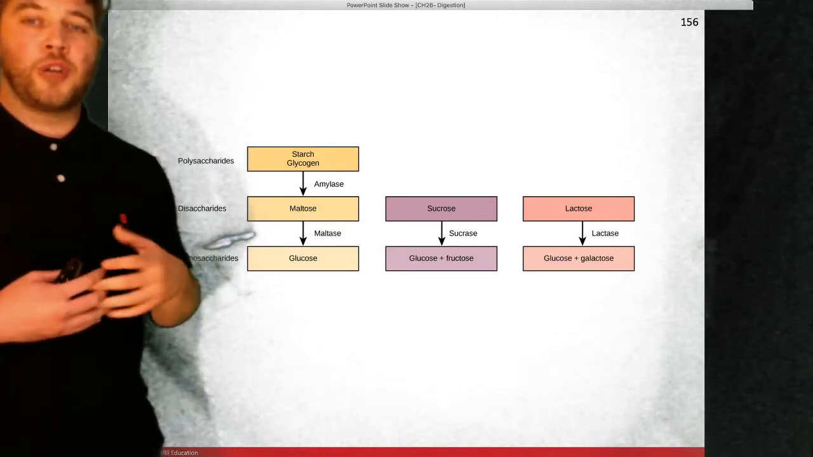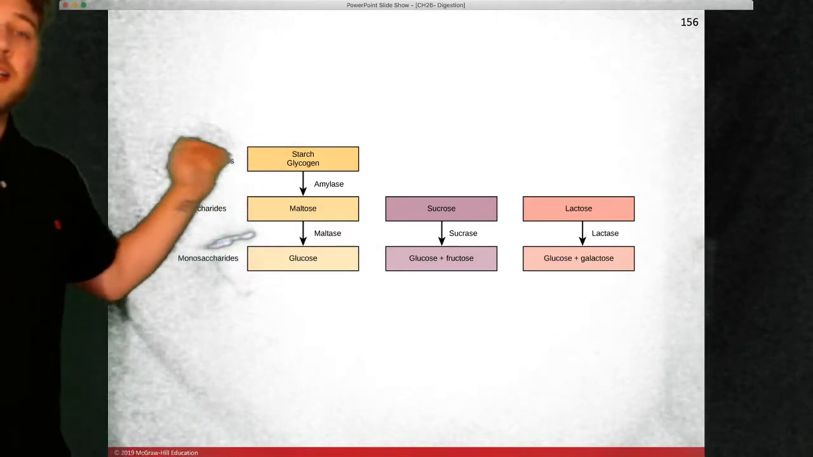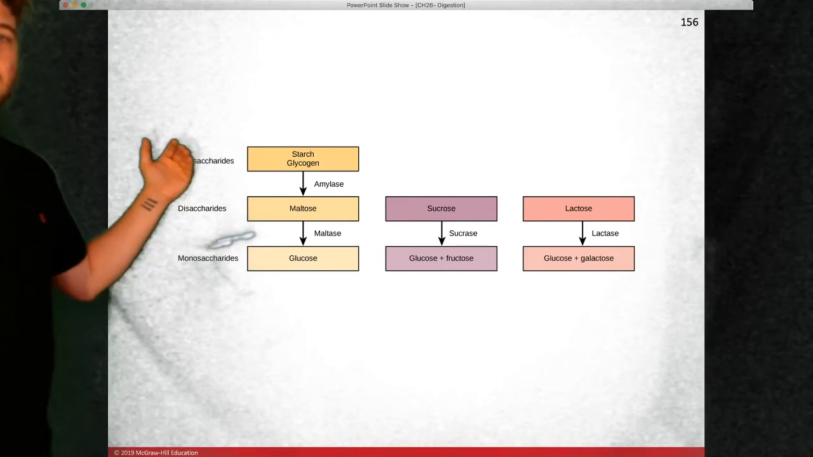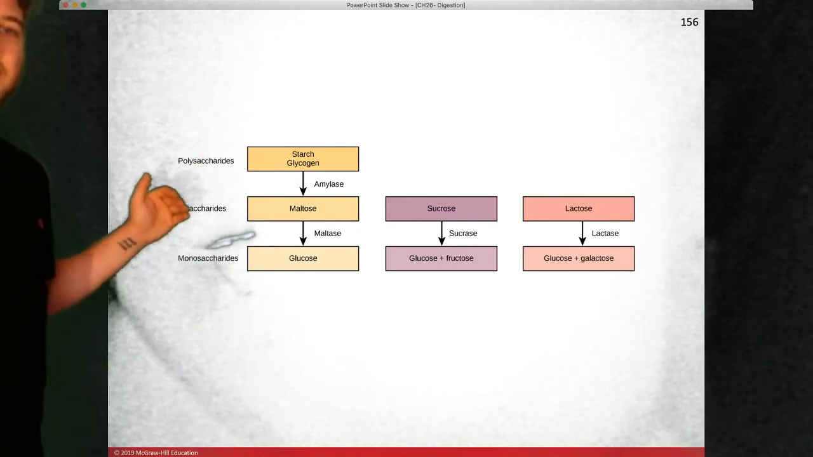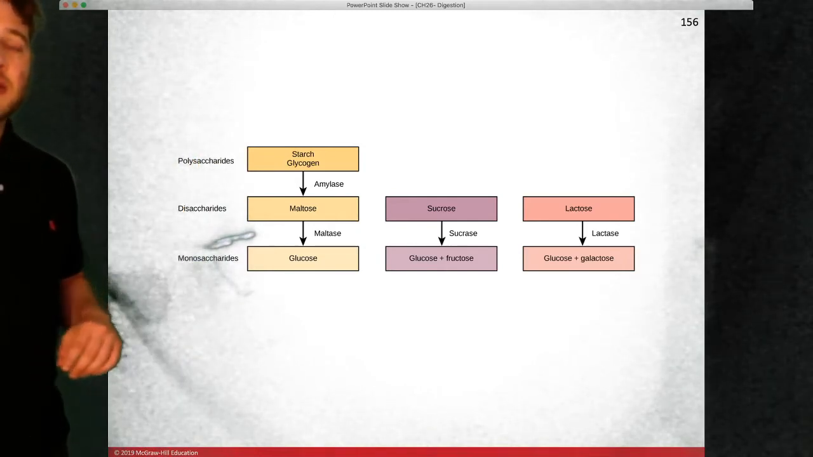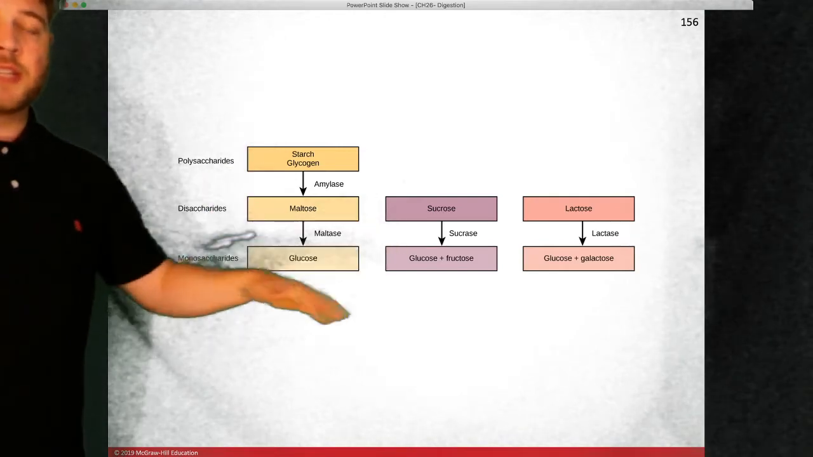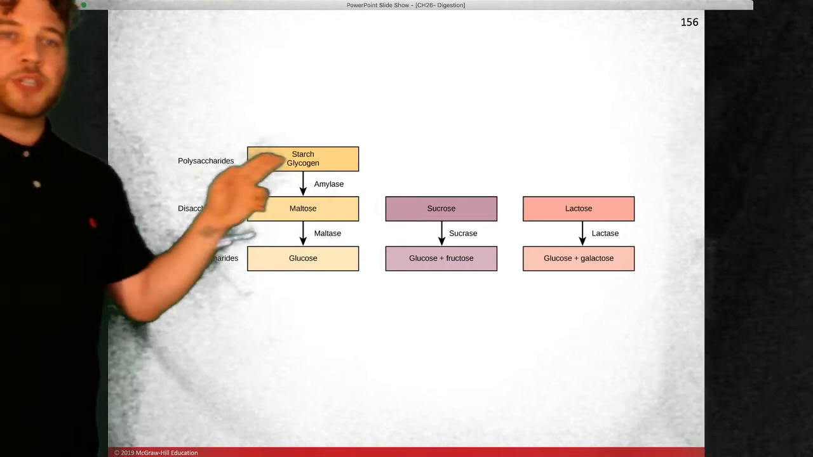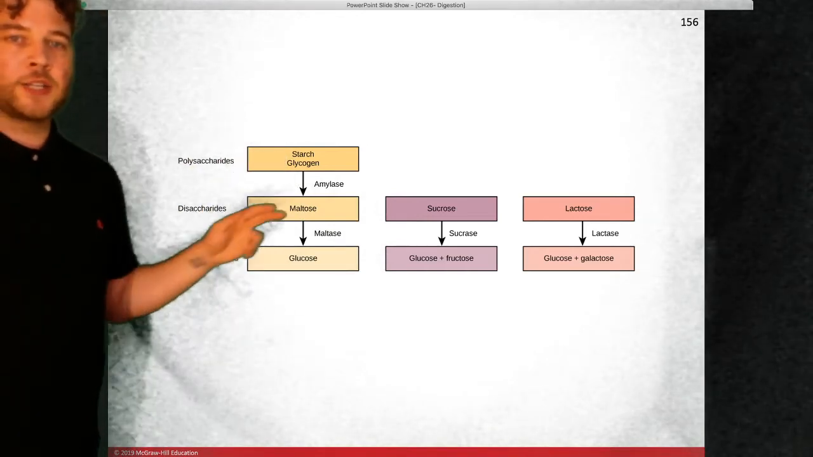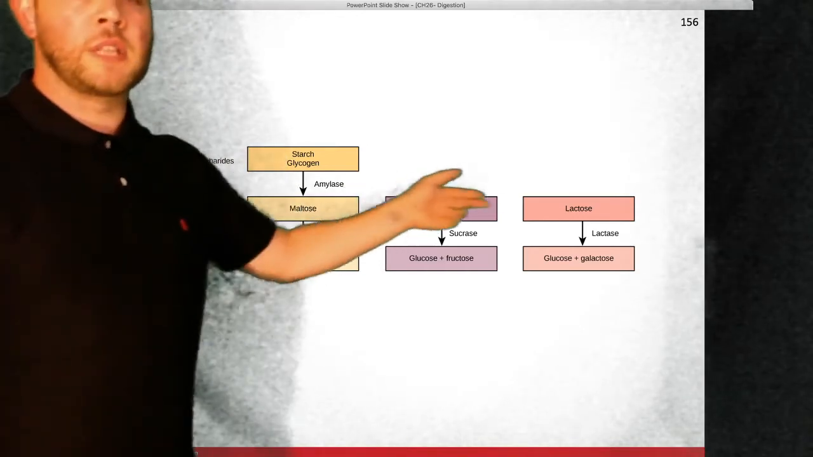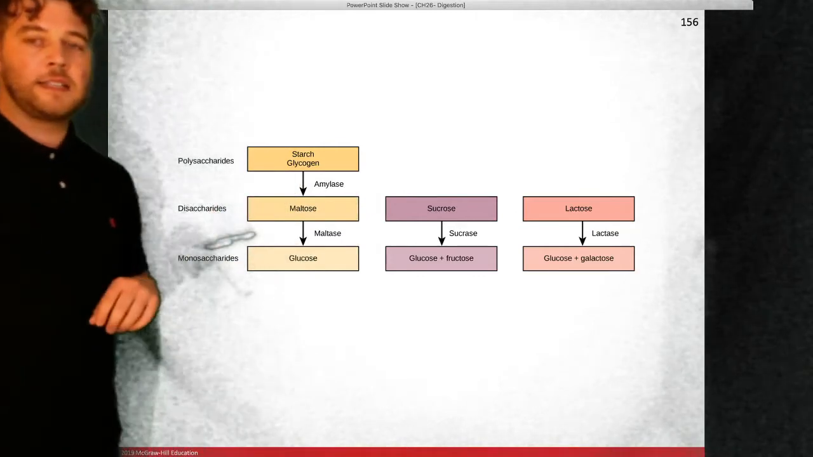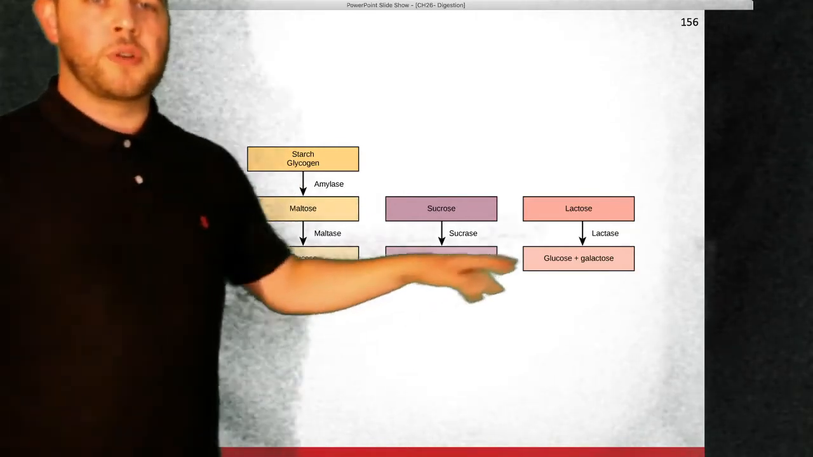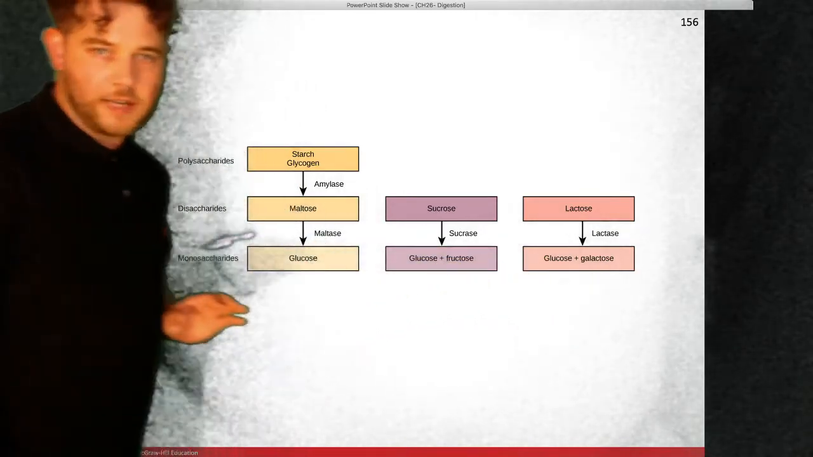I want you to be able to identify the structures of carbohydrates. So polysaccharides are the most complex. Then you have disaccharides, and then you have monosaccharides. I want you to be able to identify which ones are poly, di, and mono. So starches and glycogens are polysaccharides. Your maltose, sucrose, and lactose are your disaccharides. And then your glucose, fructose, and galactose are going to be your monosaccharides.